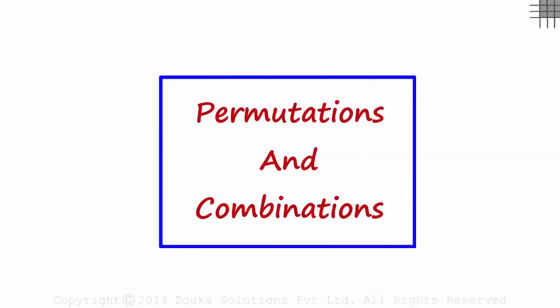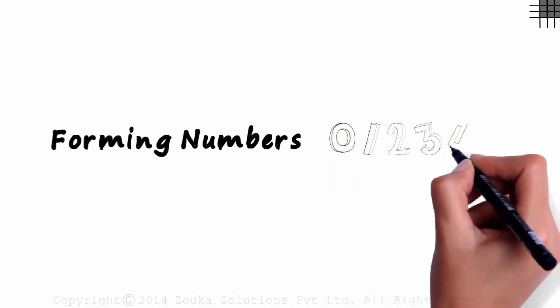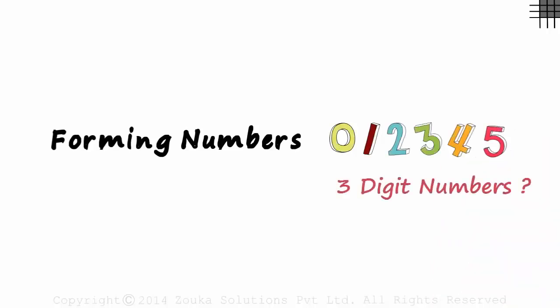The good part about this topic is that the types of questions you will see are very few and repetitive. One category is that of forming numbers. We will be given a few digits and will be asked to form numbers. For example, with these 6 digits, we could be asked how many 3-digit numbers we can form.